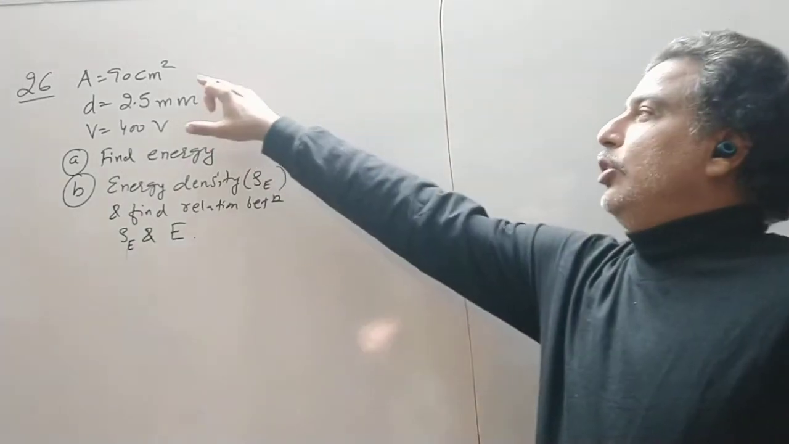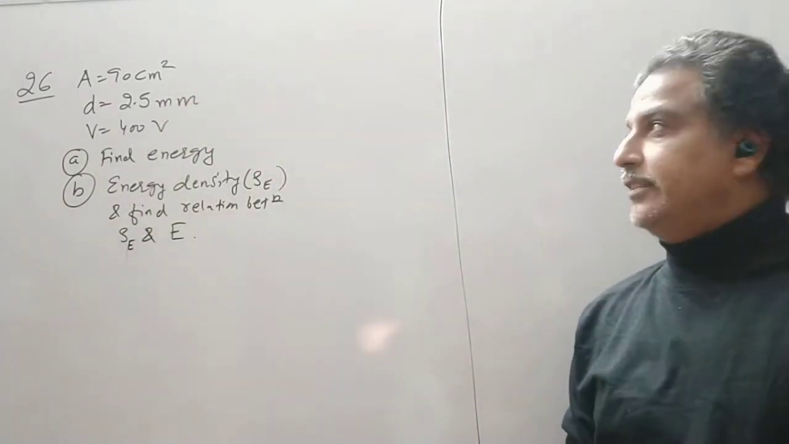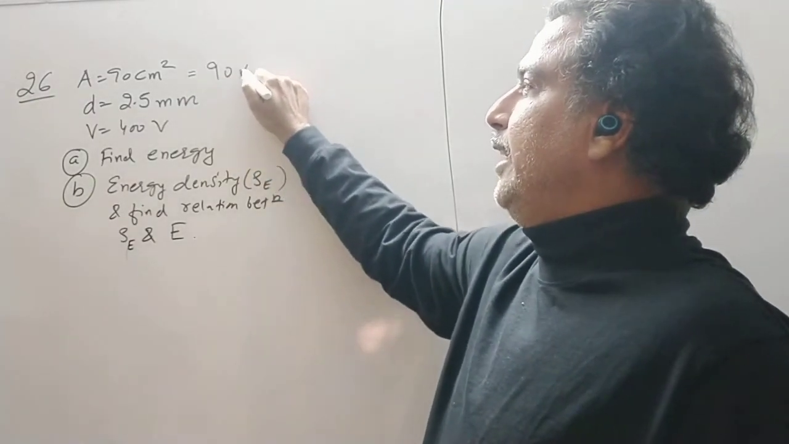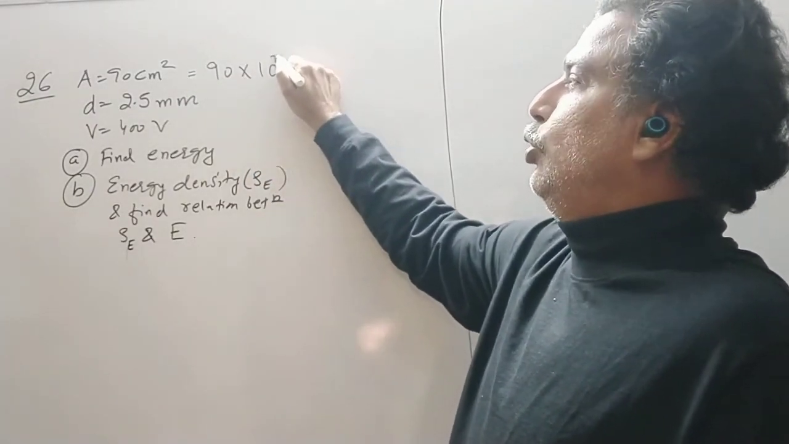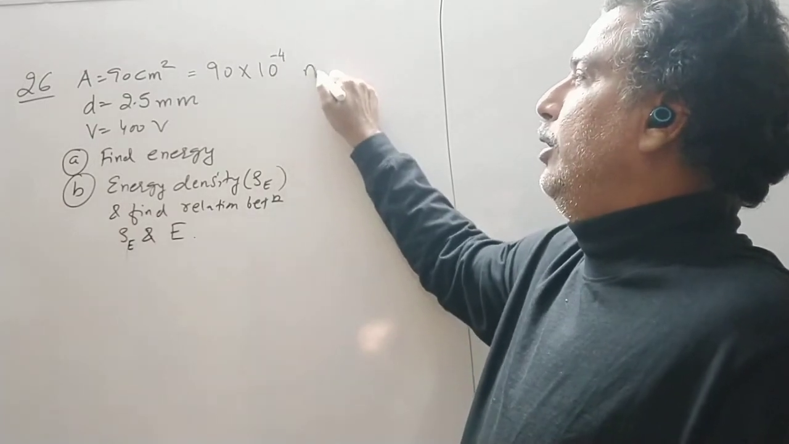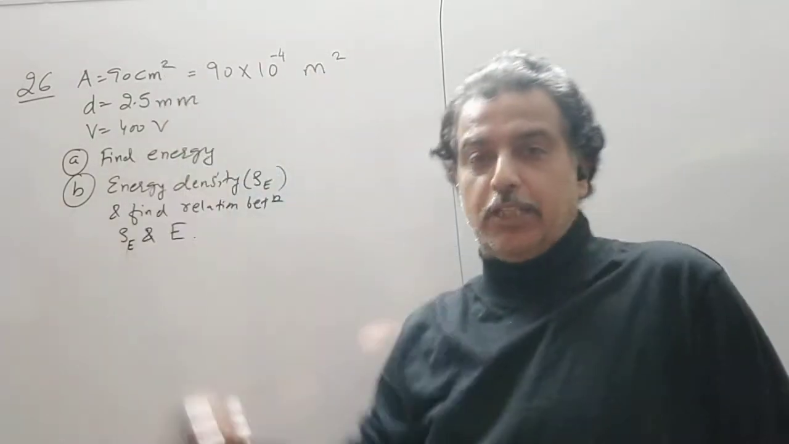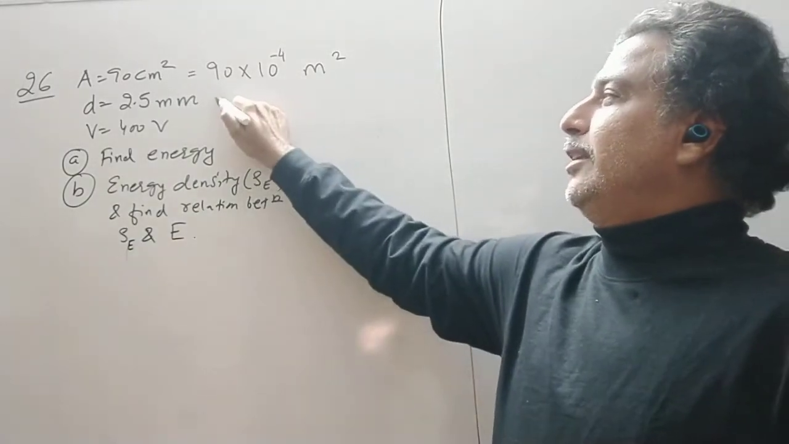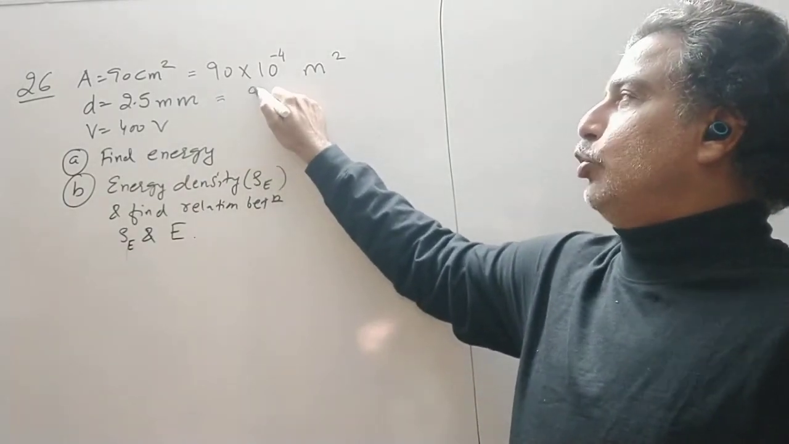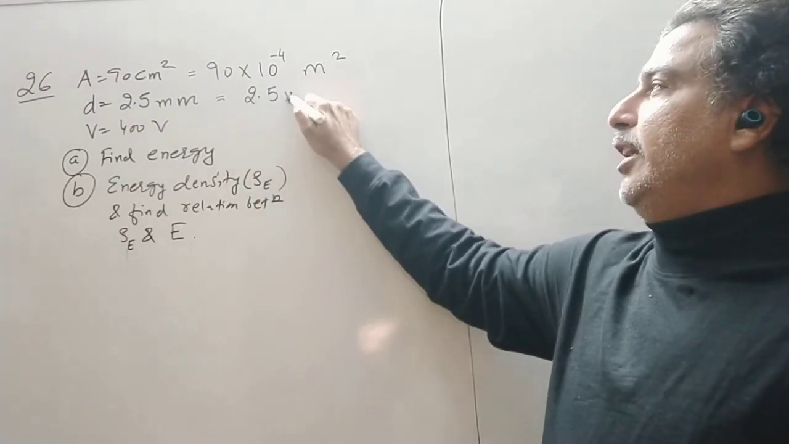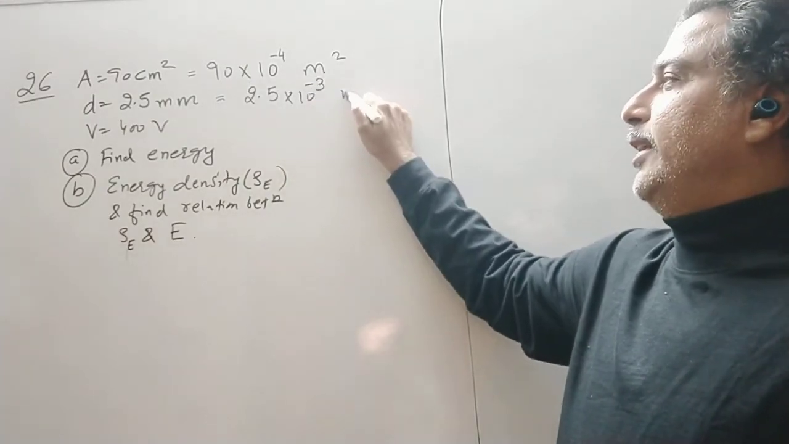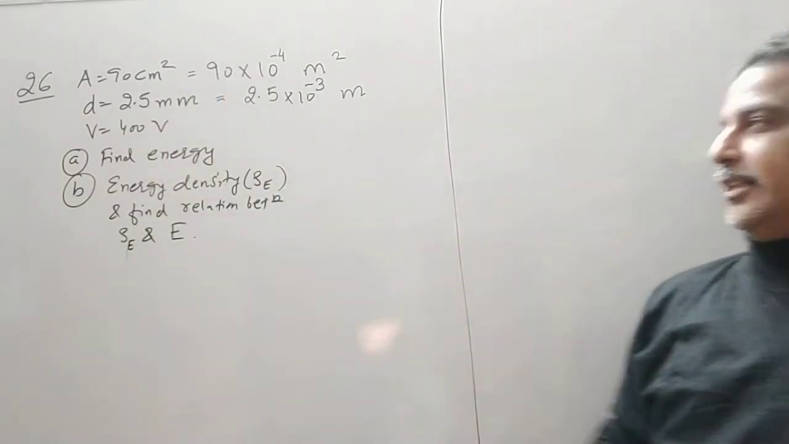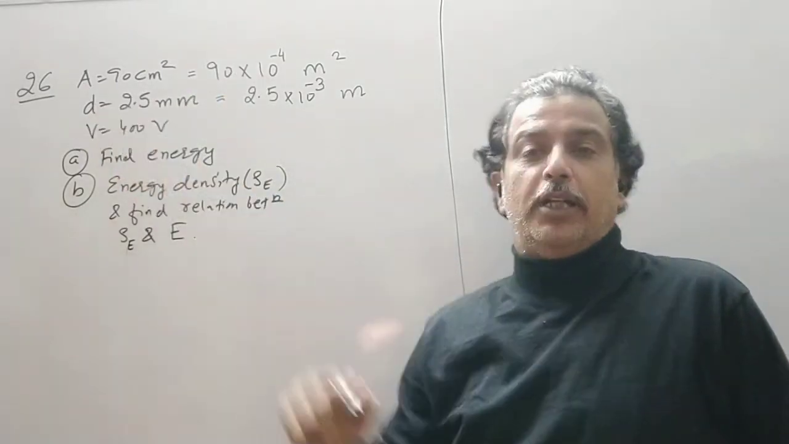The area of the plate of the capacitor is given as 90 centimeter square. So it can be converted into meter. 90 into 10 raised to minus 4 meter square, since 1 centimeter is 10 raised to minus 2 meter, so square is 10 raised to minus 4 meter square. Distance between the two plates is 2.5 mm, so 2.5 into 10 raised to minus 3 meter. The voltage is 400 volt. So this capacitor is connected across a voltage of 400 volt.